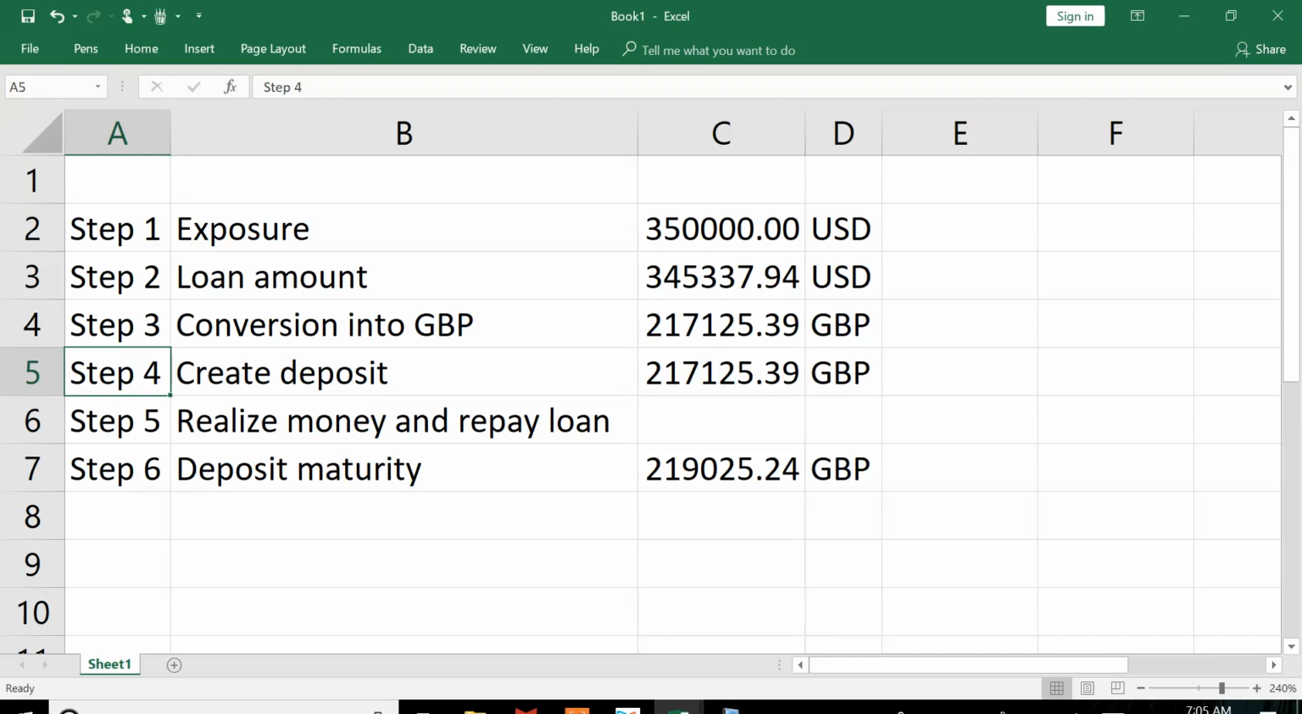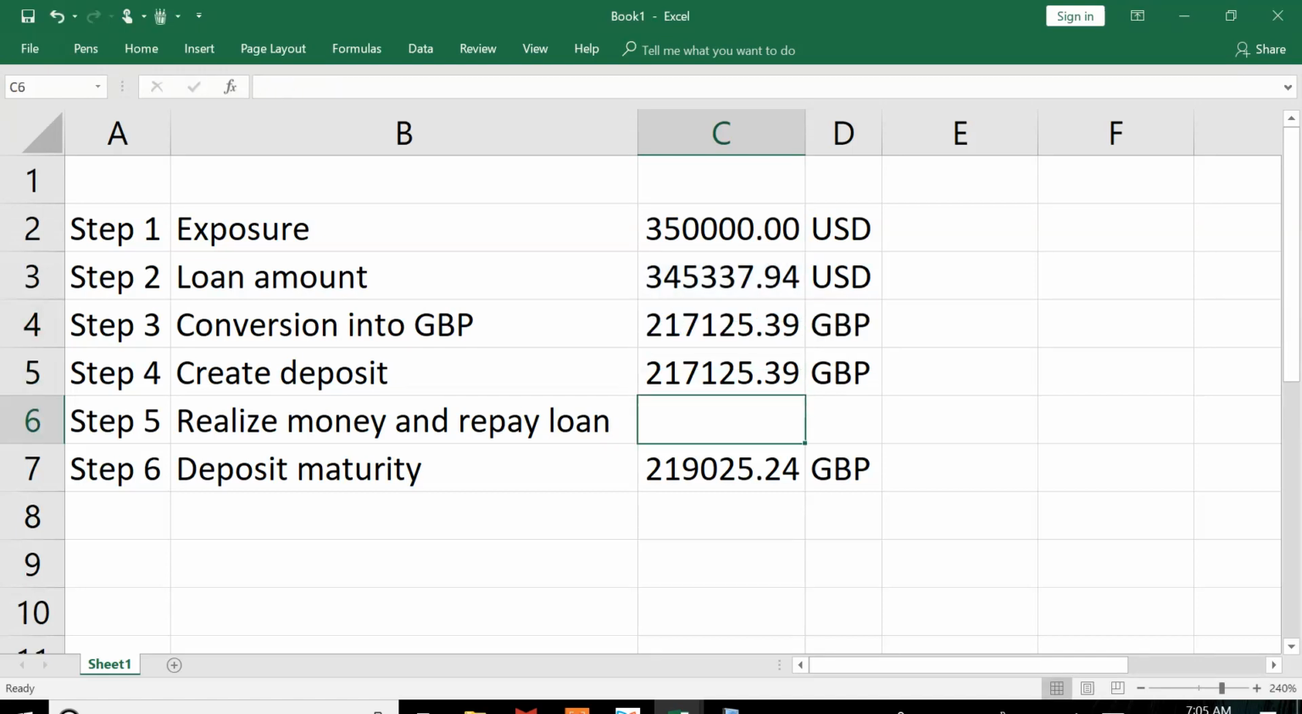Any doubts in this? Exposure is 3,50,000. I'll take a loan amount, 1 plus 1.35 percentage is the denominator. Your interest rate is 5.4 percentage now, no more 9 percentage. So 5.4 means 1 plus 1.35 percentage. You convert dividing by 1.5905 as you had done earlier.